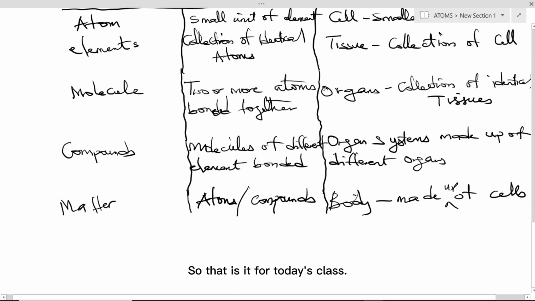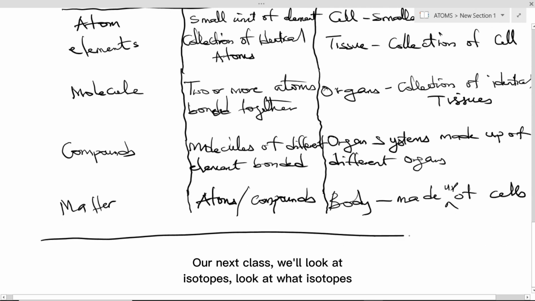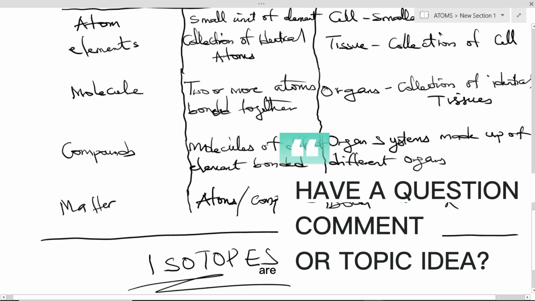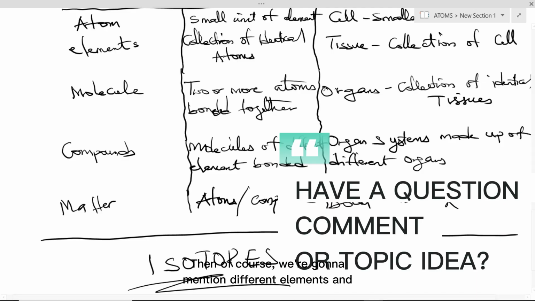So that is it for today's class. In our next class, we'll look at what isotopes are. And then, of course, we're going to mention different elements and their isotopes. So till next time.